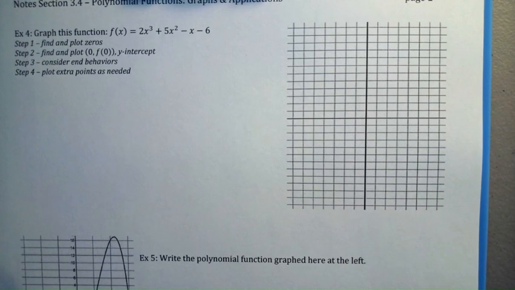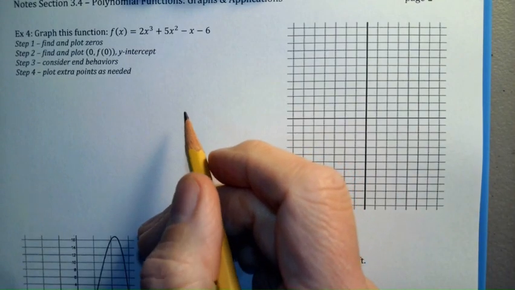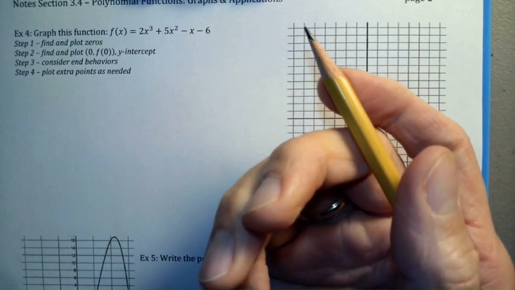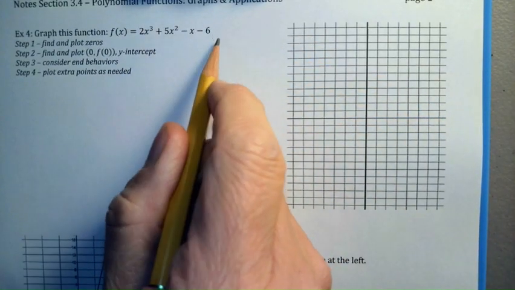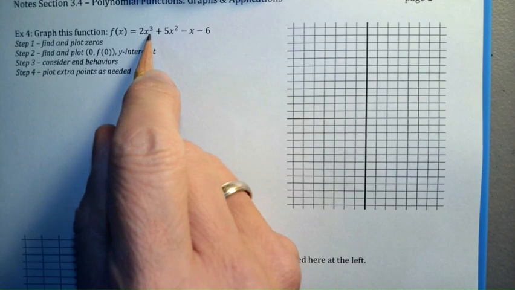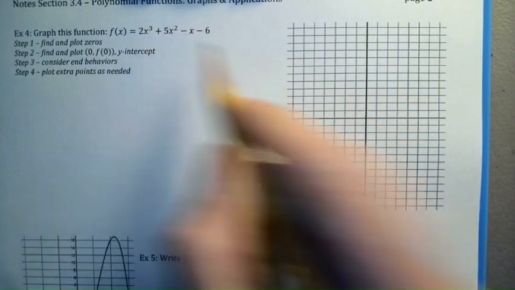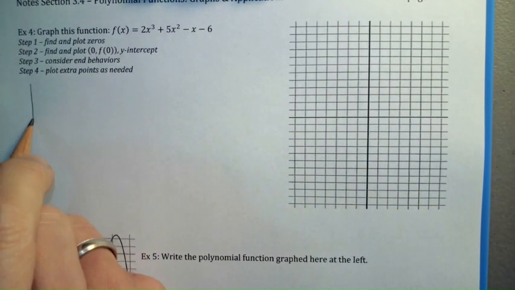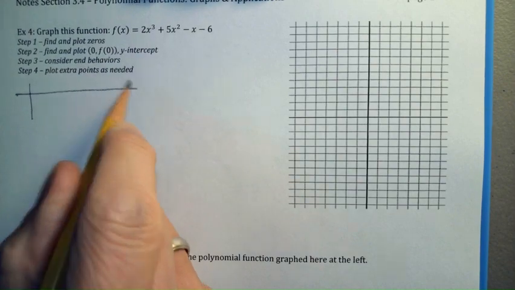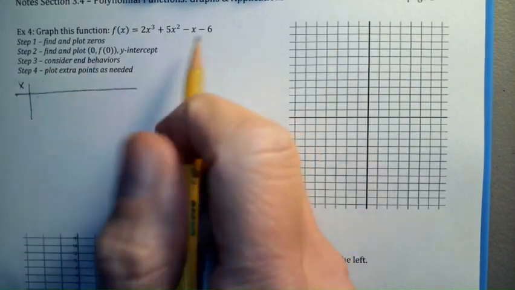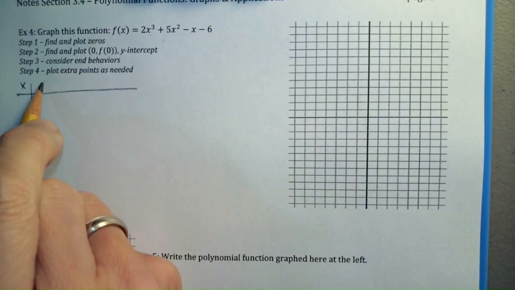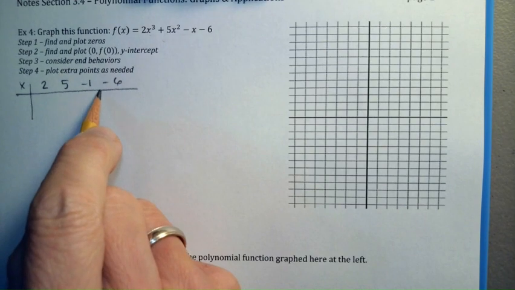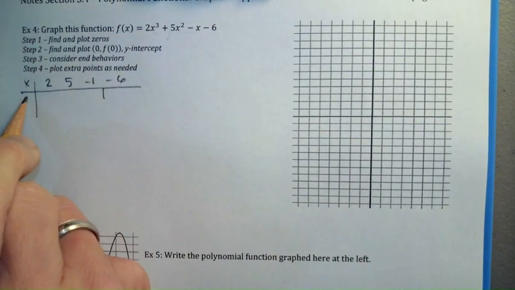All right, so let's see. Find and plot the zeros. Okay, so let's just try finding some zeros, right? So this one's not in factored form. It's a degree 3. So to find the zeros, unless we're going to just start plotting points and hope to hit a 0, let's use some synthetic division. All right, so our x, and let's see, it's a degree 3, so 4 terms, so 2, 5, -1, and -6 with our remainder line here. So let's just try 1 to start with.